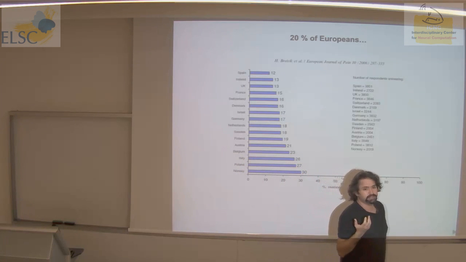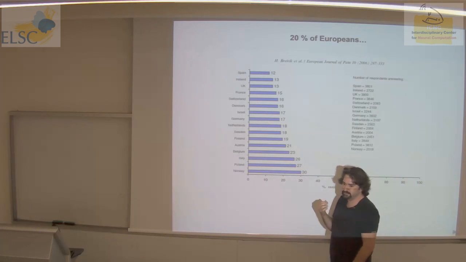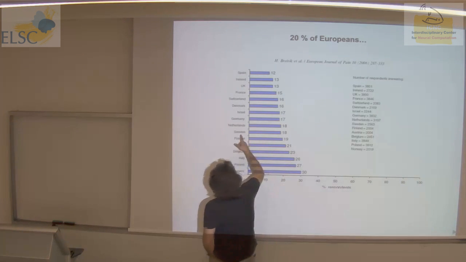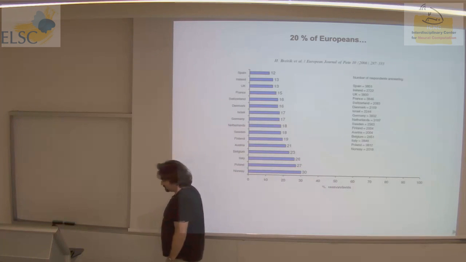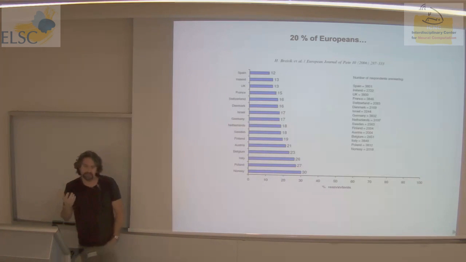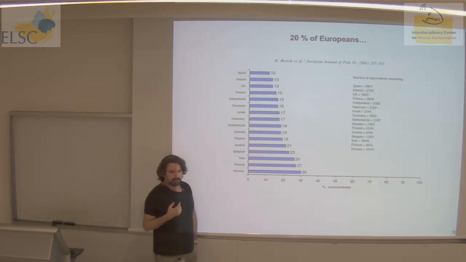20% of European people suffer from chronic pain. 30% in America. 17% in Israel, as you can see here. And our treatment abilities are... How come there's such a huge heterogeneity between countries?